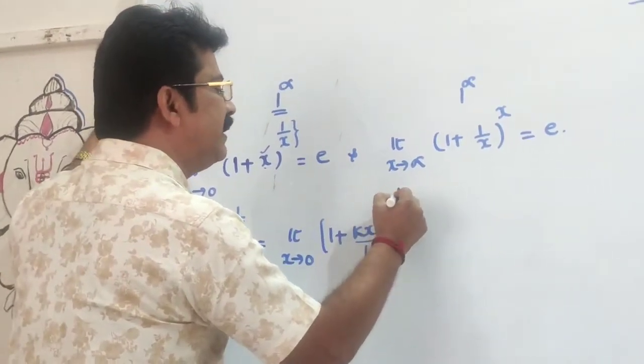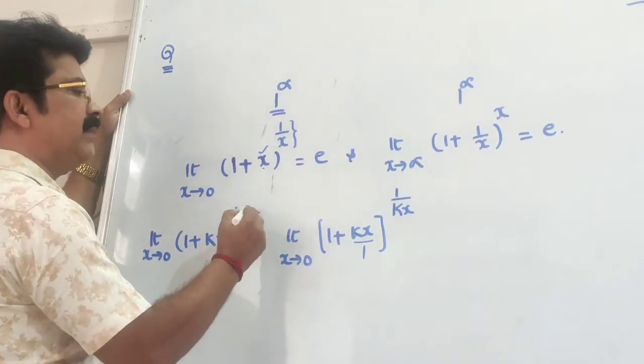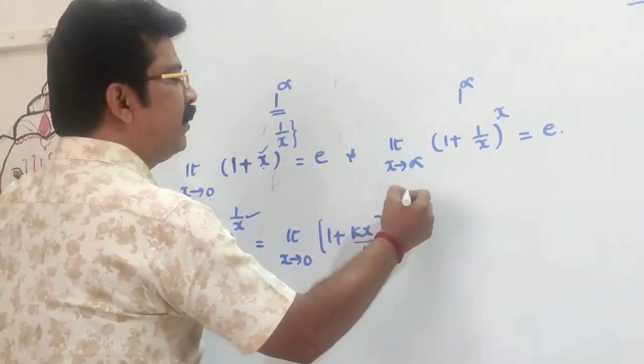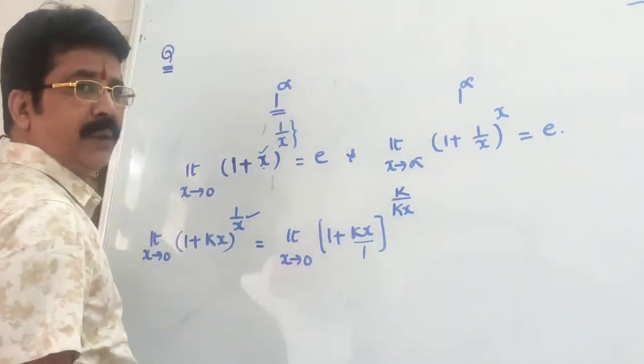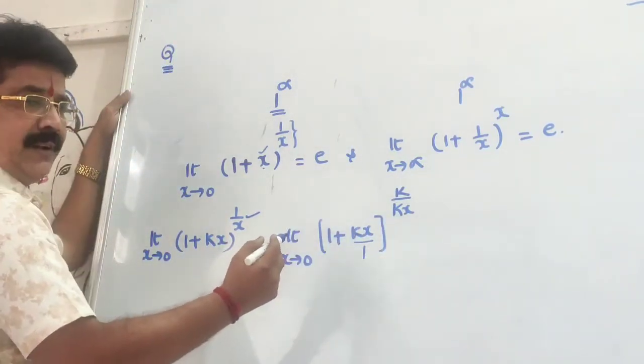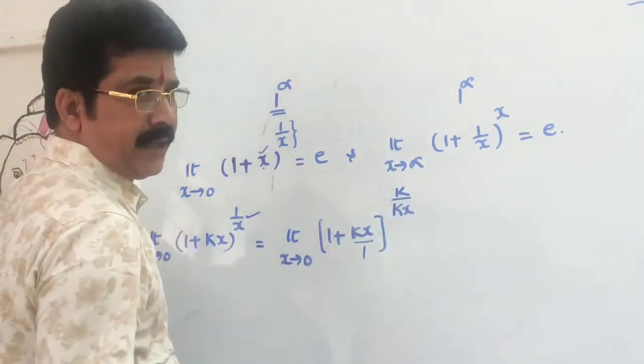Means first you write 1 by kx. But actually, here 1 by x is there, so additionally we wrote k. There is no loss of generality. Hence, 1 by x equal to k divided by kx.